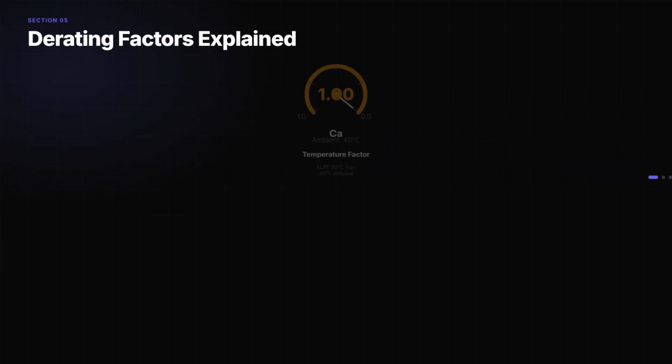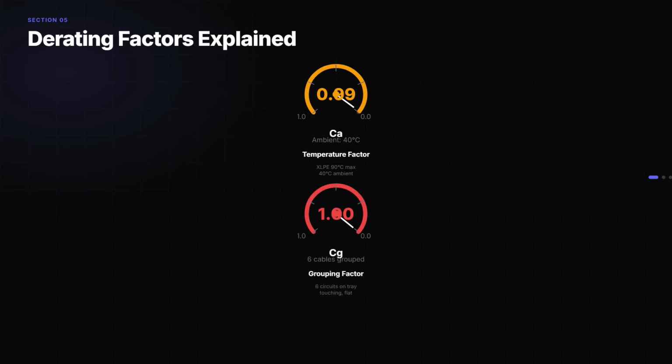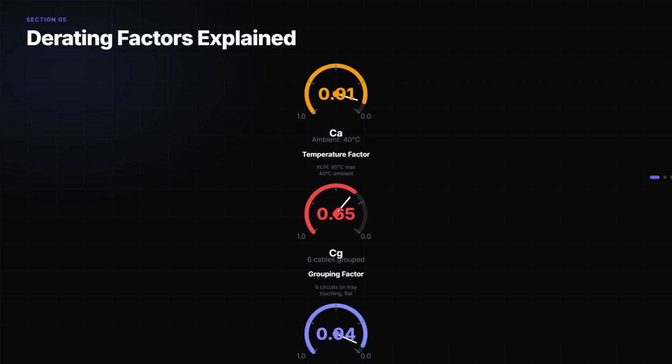Derating factors are correction multipliers applied to the tabulated current rating to account for actual site conditions. There are three primary factors engineers must evaluate. The first is CA, the ambient temperature correction factor. If the ambient temperature is higher than the standard reference of 30 degrees Celsius, the cable can dissipate less heat, so its effective rating must be reduced.